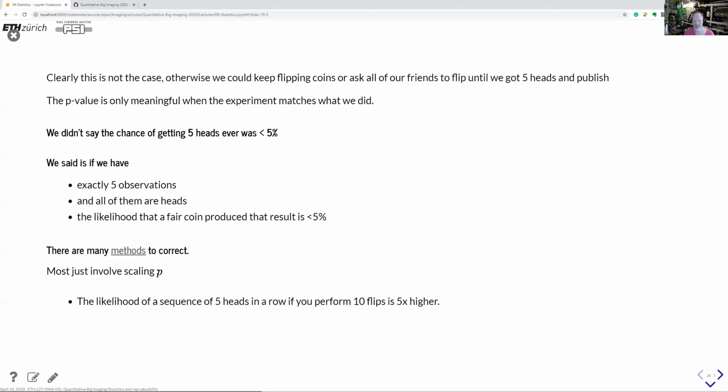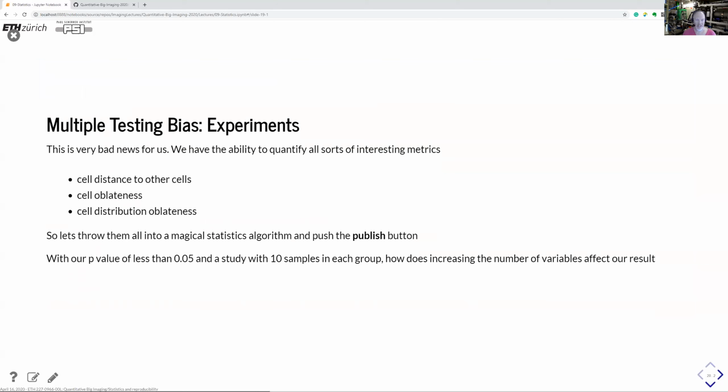So what people are usually doing is to scale the p-value with the number of experiments. So that's bad, kind of. So we can quantify a lot of interesting metrics, but we have to do the analysis in a very well-designed way, and also we have to look at the large numbers and also do the correct analysis on them.